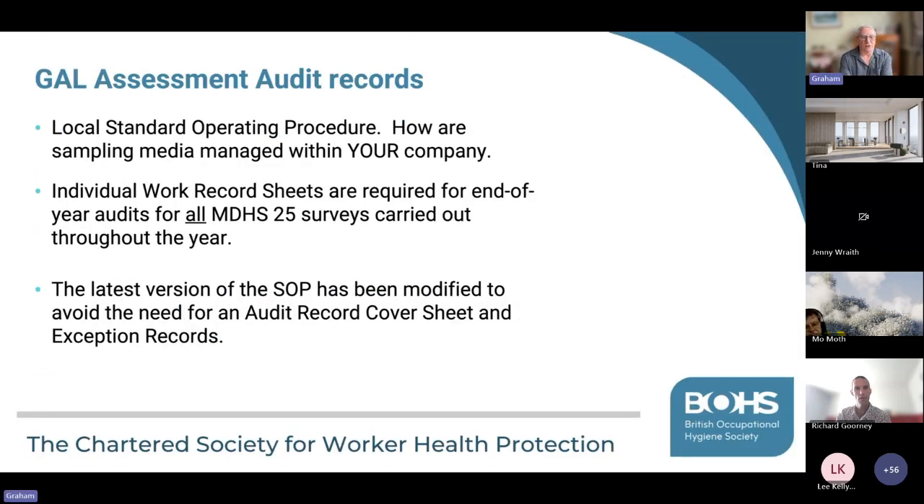When we do the end-of-year audit, we require two forms now. We have the local standard operating procedure. This is where we require you to give us sufficient information to prove to us that you are maintaining a secure chain of custody from when you receive it from the lab through to when you return it to the lab. We also require the individual work record sheets, which gives us detail of each and every survey that those selected for audit have made throughout the year. We no longer require the audit record cover sheet and the exception records. What we've done is we've looked to try and simplify the paperwork and keep it as simple as possible, but still allow us to do the job.